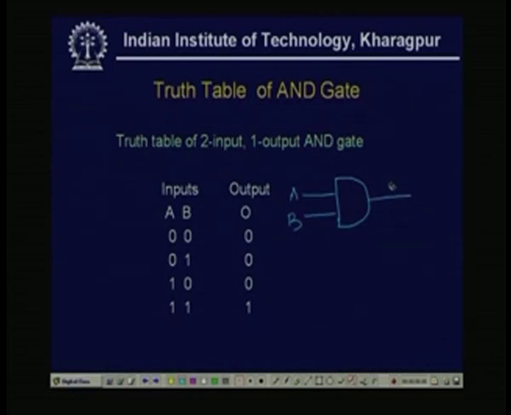Now what we can see is that for A B, the first value is where both the inputs are 0 0. That means if A equal to 0 and B equal to 0, what will be the value? That means both the switches are disconnected. So the output will be 0.